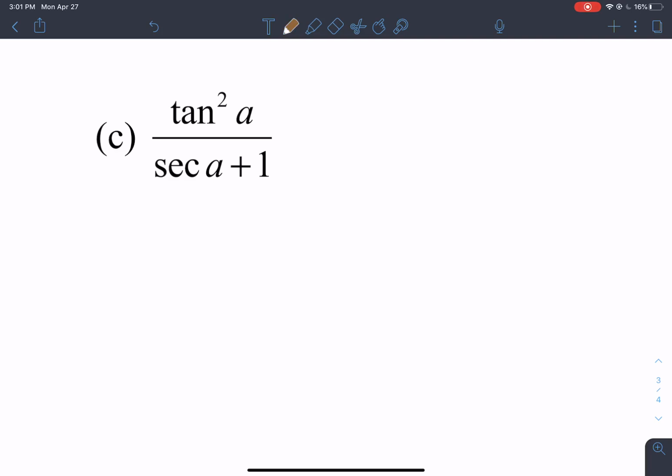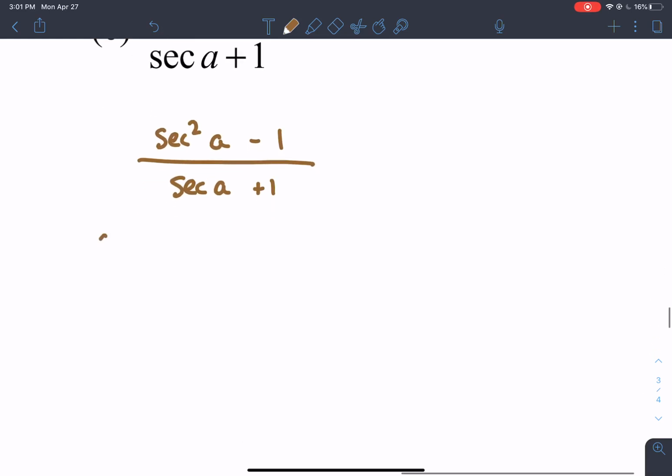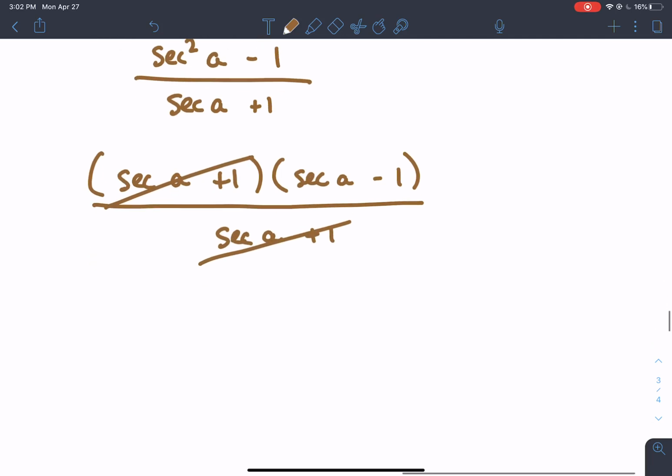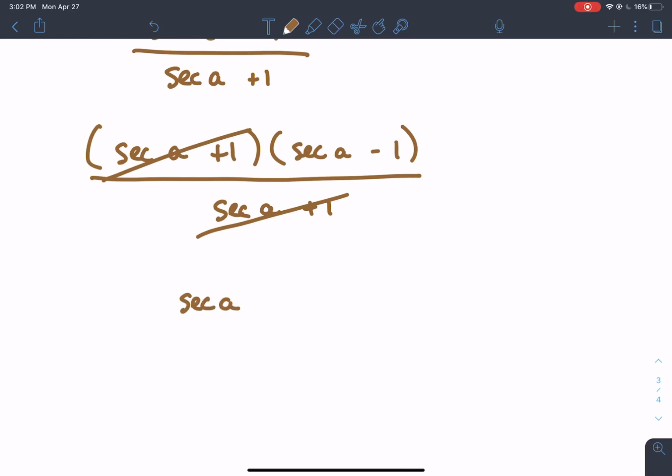All right, now for the third one, we're going to need to change tangent squared so that we have everything in the same function. So you can change the top to be secant squared minus 1. That's an identity. All right, so if you factor the top, you got secant plus 1, secant minus 1, divided by secant plus 1. So that cancels, and then you got secant minus 1.